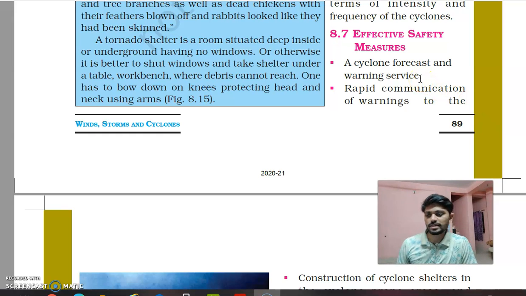The safety measure would be we should have a cyclone forecast and warning service. What does this mean? That nowadays we have enough technology that we can forecast when a cyclone can be coming. And one of the reasons we discussed is that when a cyclone forms, there are strong winds around the eye of the cyclone. So this eye of the cyclone is maybe a kilometer or maybe a few meters away.